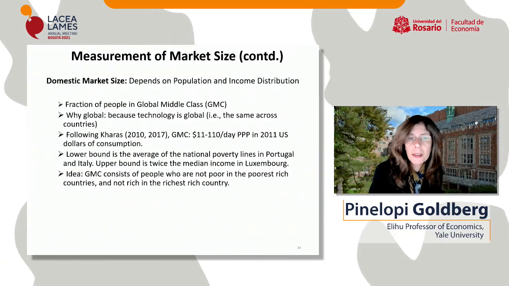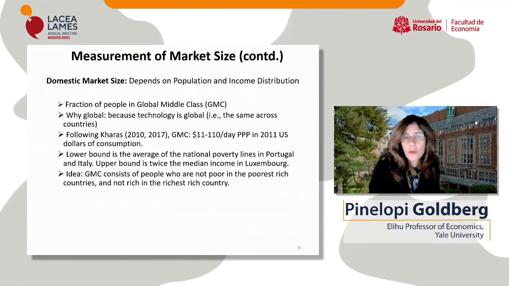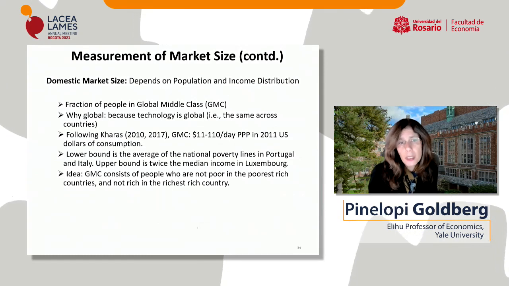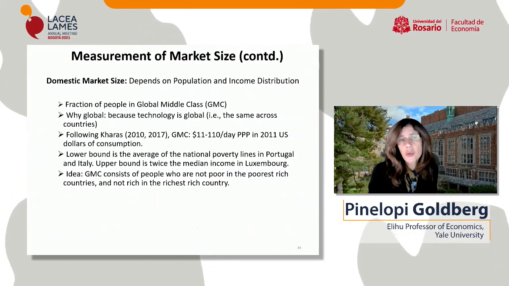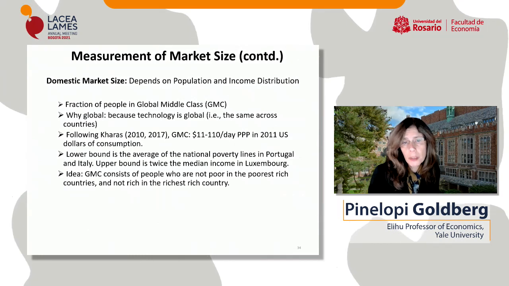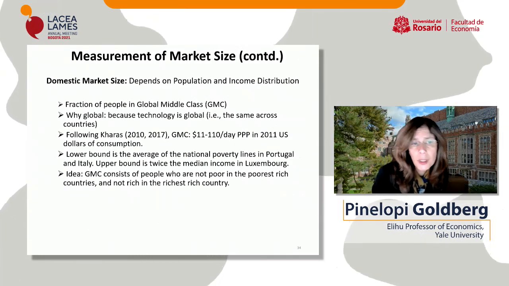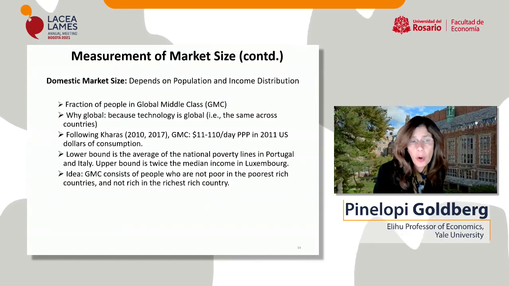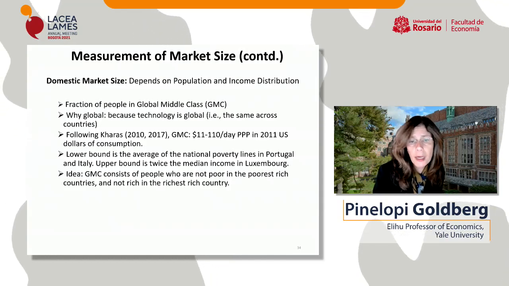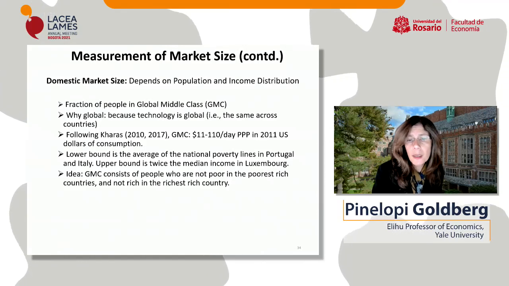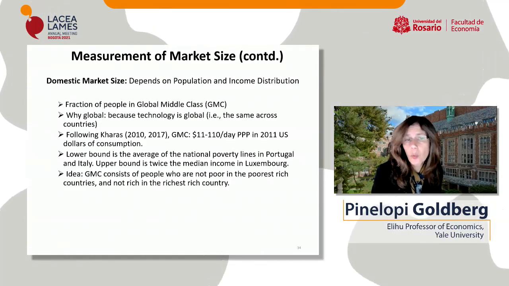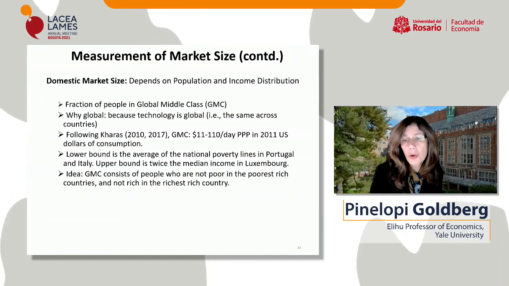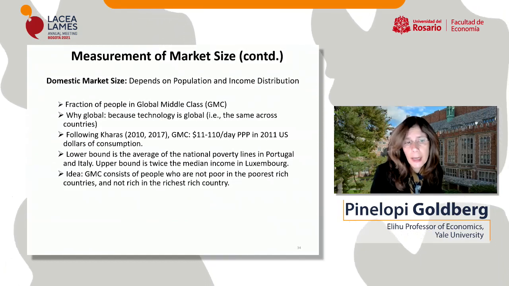How about domestic market size? The domestic market size in our framework depends on the raw population and also on the income distribution. It depends on the income distribution because it depends on the fraction of people who are in the global middle class. We focus on the global middle class because in this framework, the technology is global. And we define the global middle class, following Kharas, as those people with incomes between $11 and $110 PPP dollars per day, in 2011 dollars.